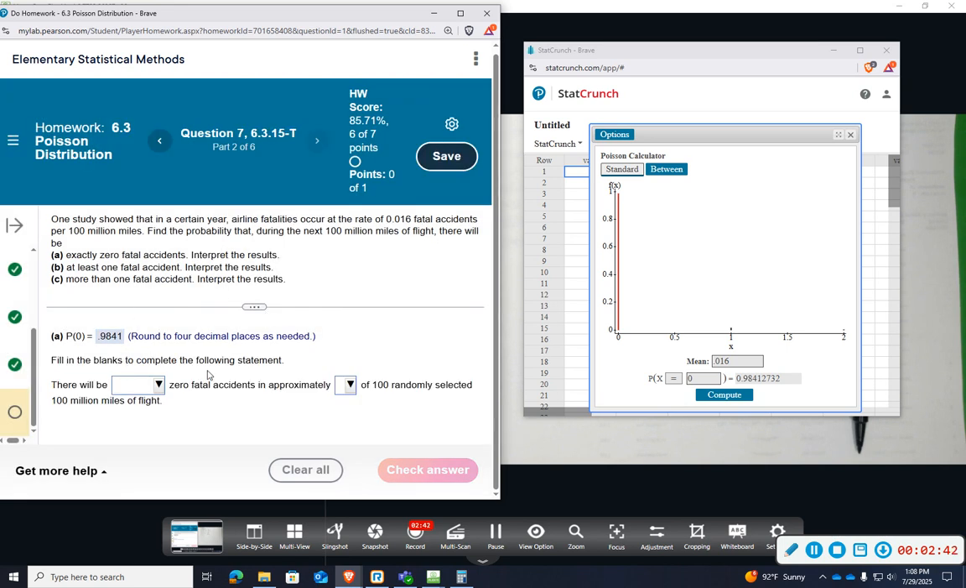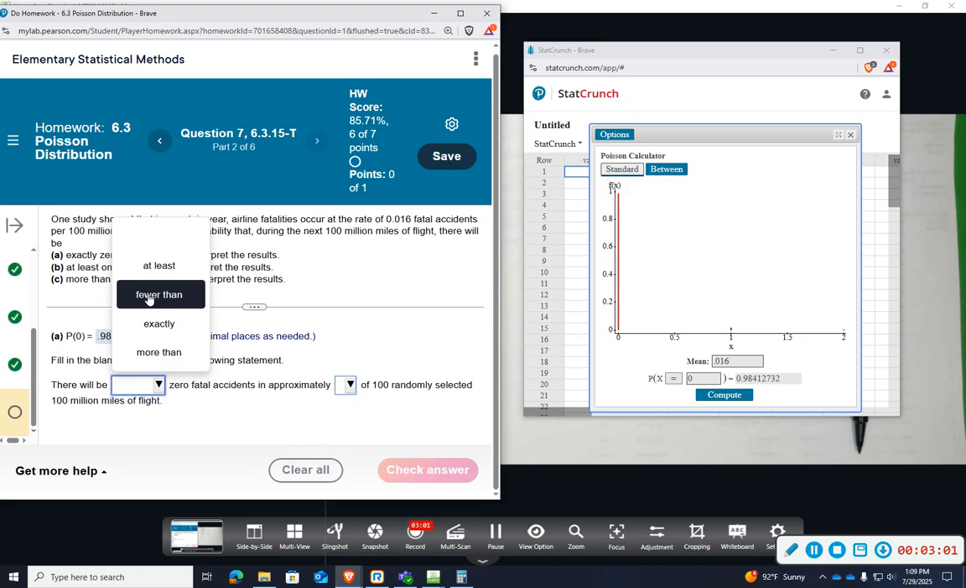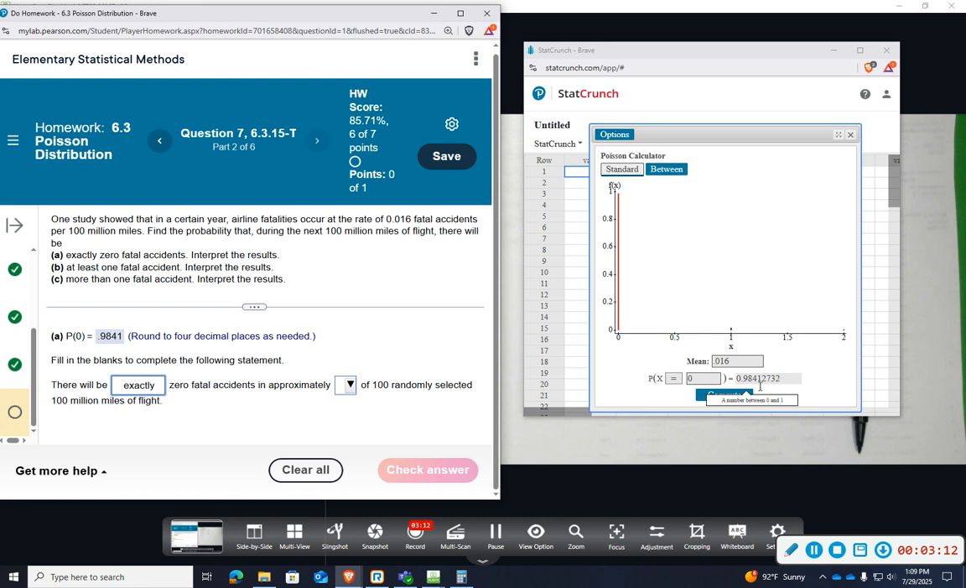If we were to interpret this, it says there will be blank 0 fatal accidents in approximately blank out of 100 selected 100 million miles flights. So there will be exactly, because that's the word, exactly 0 fatalities in approximately blank out of 100. Okay, so the probability is 0.9841. So when we multiply by 100, that's 98. We'll not round up, so we're going to say 98.